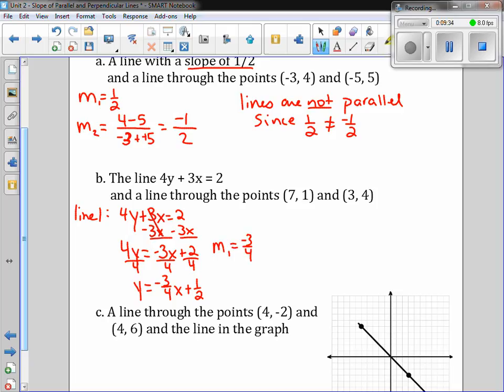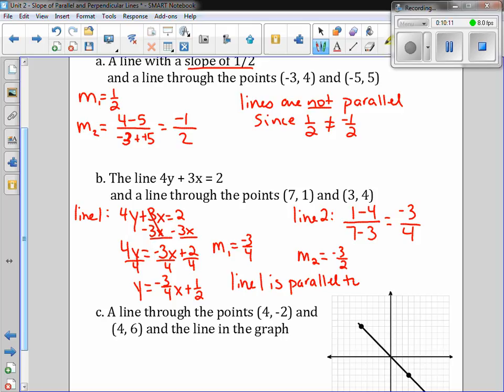So now I'm going to find the slope of line 2 by using the slope formula. 1 minus 4 divided by 7 minus 3, -3 divided by 4, and since the slopes of M1 and M2 are the same, that means that the lines are parallel. And I'll write it using words. Line 1 is parallel to line 2.